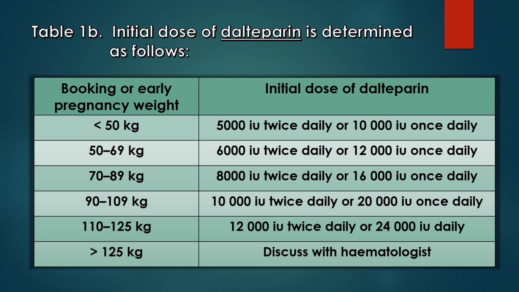50 to 69 kilograms, 6,000 IU twice daily or 12,000 IU once daily. 70 to 89 kilograms, 8,000 IU twice daily or 16,000 IU once daily. 90 to 109 kilograms, 10,000 IU twice daily or 20,000 IU once daily. 110 to 125 kilograms, 12,000 IU twice daily or 24,000 IU daily. Greater than 125 kilograms should be discussed with a hematologist.